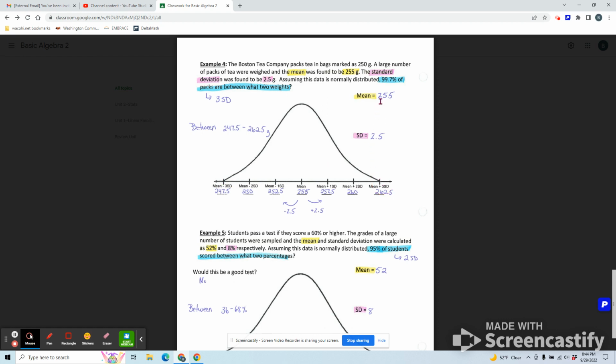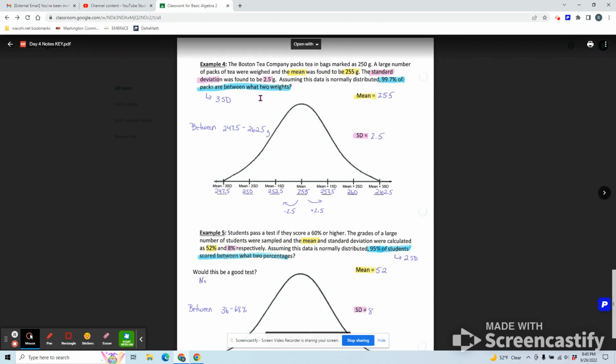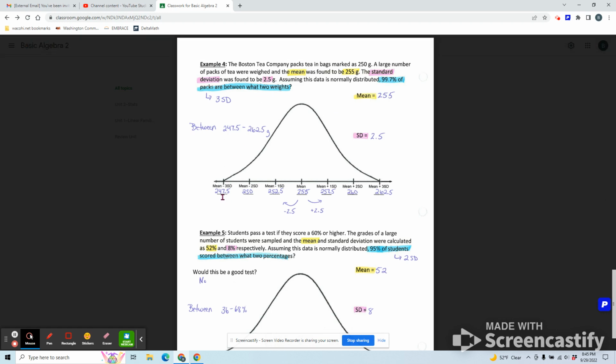Well, the good news is I gave you all the information. 255 is your mean. Standard deviation is 2.5. So once again, it's printed out what you're doing, adding 1 standard deviation, adding 2 standard deviations, and so on. Same thing the other way. So I fill in all of these numbers and I answer my question. 99.7% of the packages that are made weigh between 247.5 grams and 262.5 grams. And that's what it's saying here.